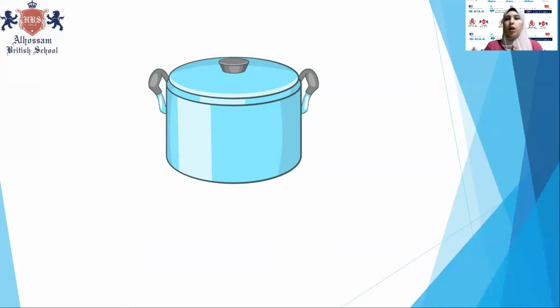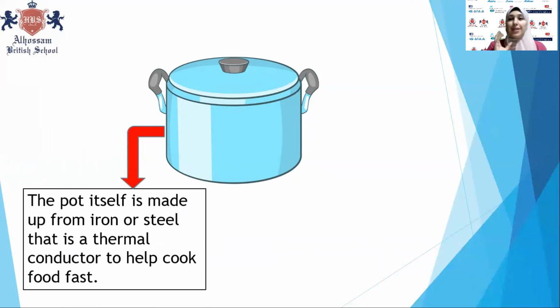Okay, so the material of the pot must be a thermal conductor or insulator. Excellent, it's a thermal conductor. Okay, so here the pot itself is made up from iron or steel that is a thermal conductor, okay, to help cook food fast. So why are we making the cooking pots from iron or steel? You think why? Give reason. Why do you think that we make the cooking pots from iron or steel?